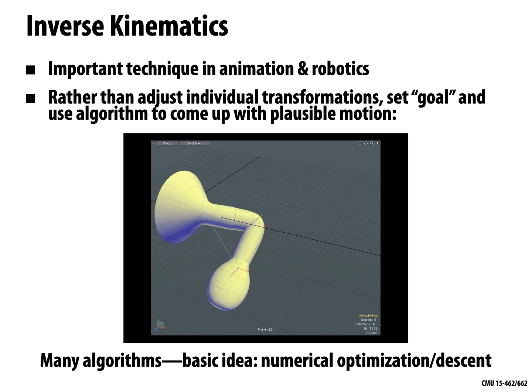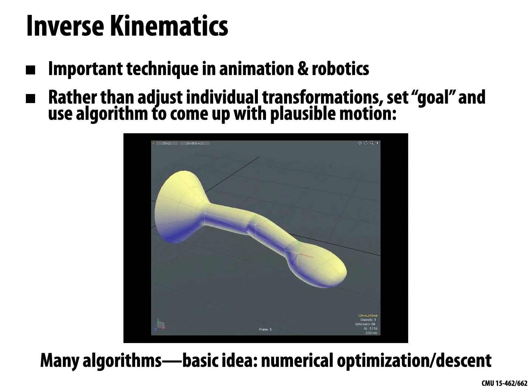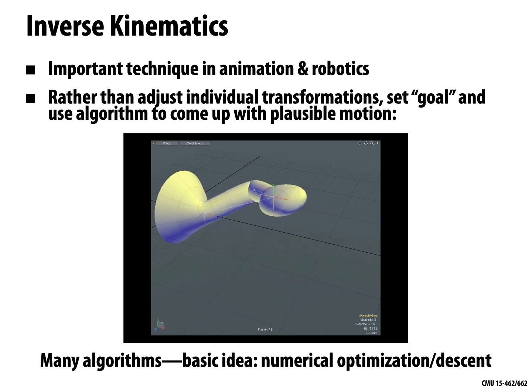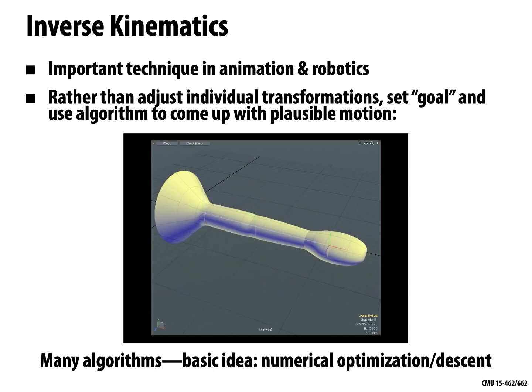Instead, what I'd like to say is, please put the hand here at time 1 and somewhere else at time 2, and then go ahead and figure out automatically how I should set all those other joint angles, all those other degrees of freedom. How do I get the computer to do that? How do I get the computer to figure out all those other variables?